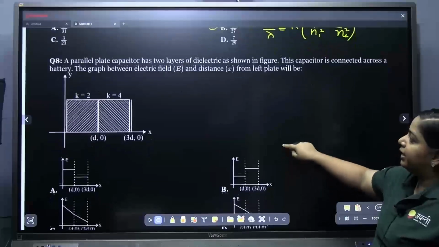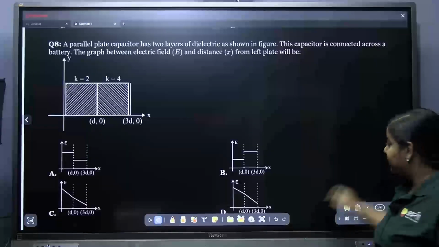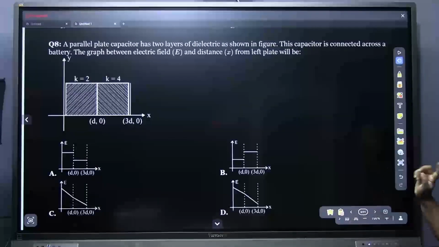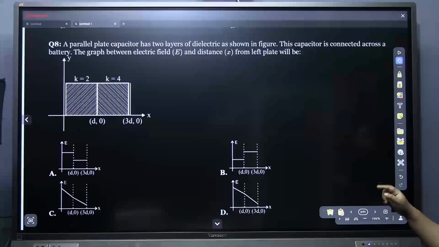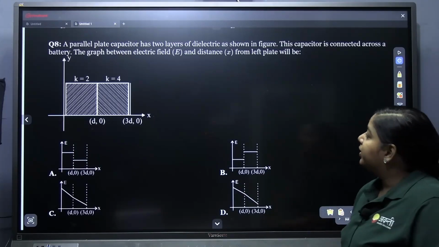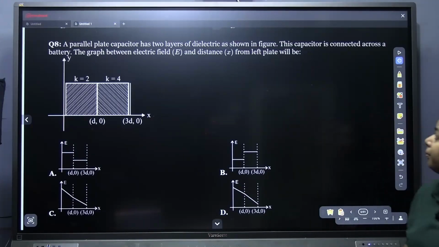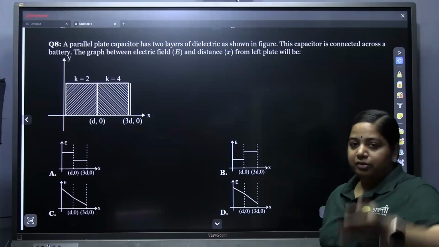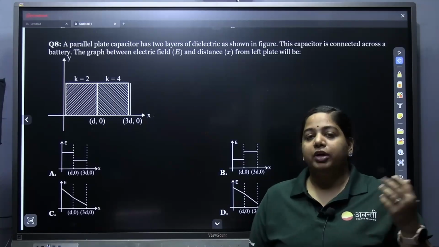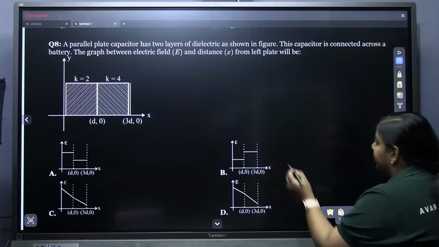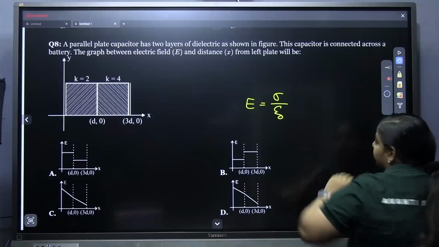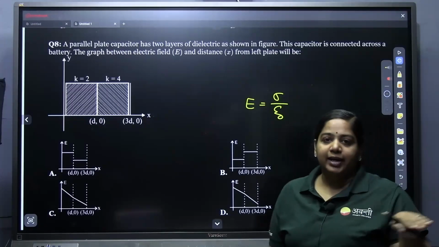Next, question number 8. This is about capacitor. We just completed this chapter, so you should be able to solve this. A parallel plate capacitor has two layers of dielectric as shown in the figure. Capacitor is connected across a battery. Graph between electric field and distance from the left plate. For a long infinite sheet, what did we say? Parallel plate is just like a sheet, right? For a sheet, what is the electric field? Electric field due to a sheet is equal to sigma by epsilon naught. It is a constant value.